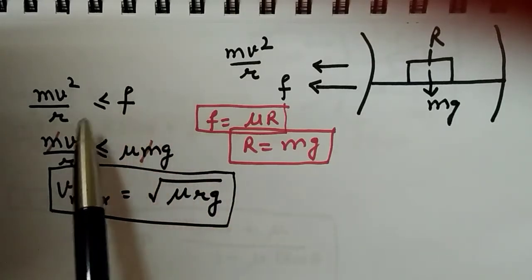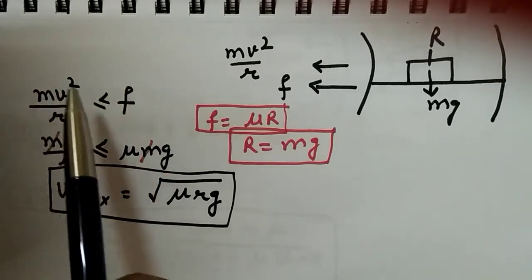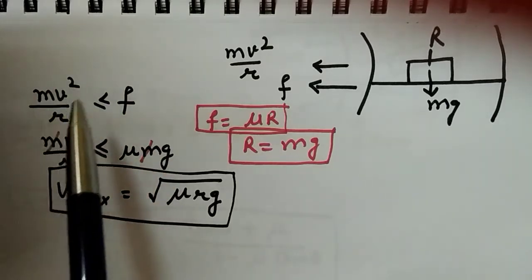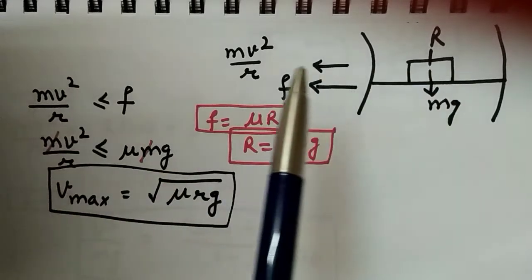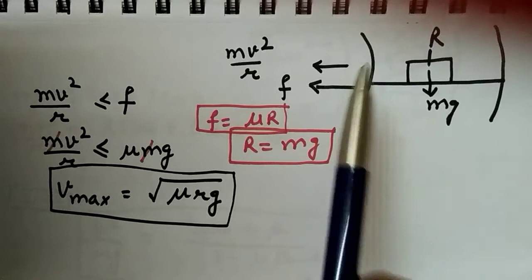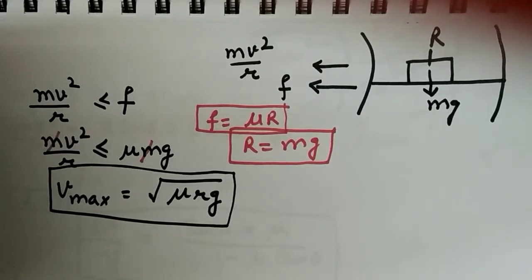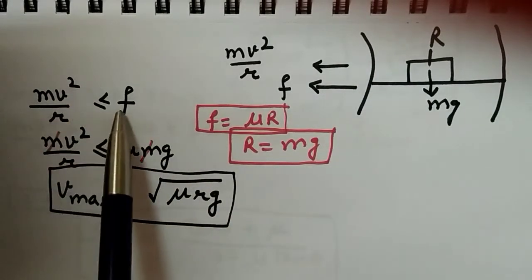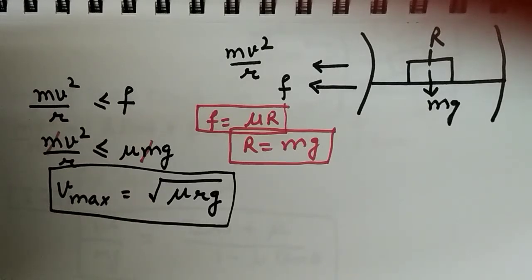Frictional force should be more than mv square upon r, because if the centripetal force is able to pull the car inside, then this car will skid like this and it will eventually fall from the flyover. So we will assume mv square upon r should be less than or equal to frictional force.